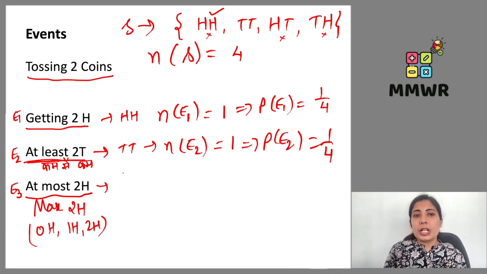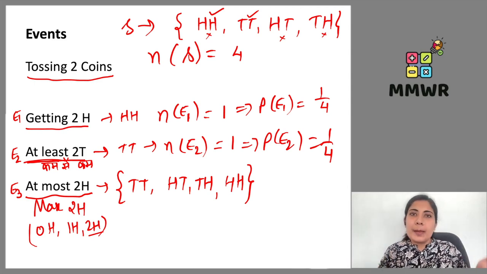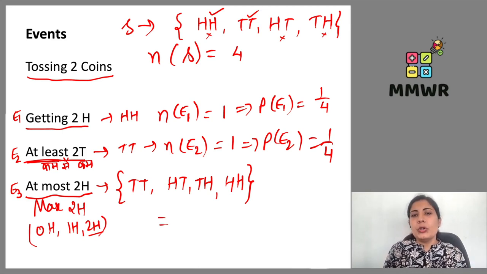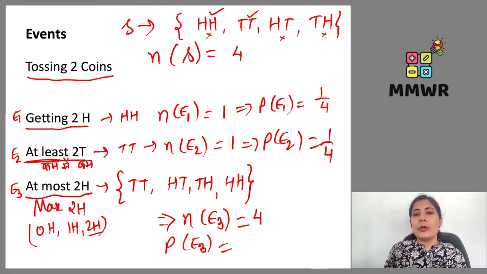So what favorable outcomes do we have here? 0 heads. 0 head we have where we have 2 tails. 1 head will be head tail, tail head, and 2 heads. That means इसमें तो सारे ही आ गए, पूरा का पूरा sample space ही आ गया. So such types of examples also we may get, कि जहां पर सारे के सारे आ जाए. Okay, so how many favorable outcomes for the event 3? 4 are there. So the probability for the event 3 will be 4 upon 4, which is 1, right?